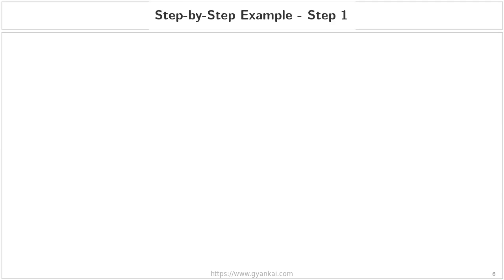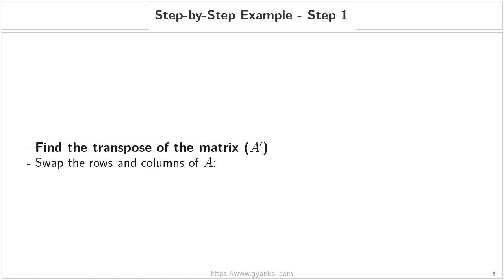Step-by-step example, Step 1. Now that we have defined our matrix A in the previous slide, we can begin the actual decomposition process. The first step is to find the transpose of the matrix, which we denote as A prime. To find the transpose, we simply swap the rows and columns of matrix A. This means the elements of the first row will now become the first column, and the elements of the second row will become the second column.